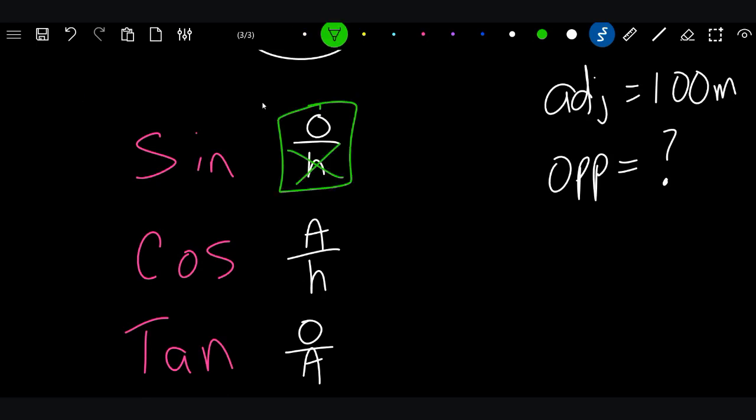No, why not? Because we don't have the hypotenuse and we're not looking for the hypotenuse, so we don't need sine. Do we need to do cosine? No, because again, we don't have the hypotenuse and we're not looking for the hypotenuse. Look here. That's what we need right there. We need the tangent. Why? Because we have the adjacent and we're looking for the opposite. This is the one that we need. Okay?